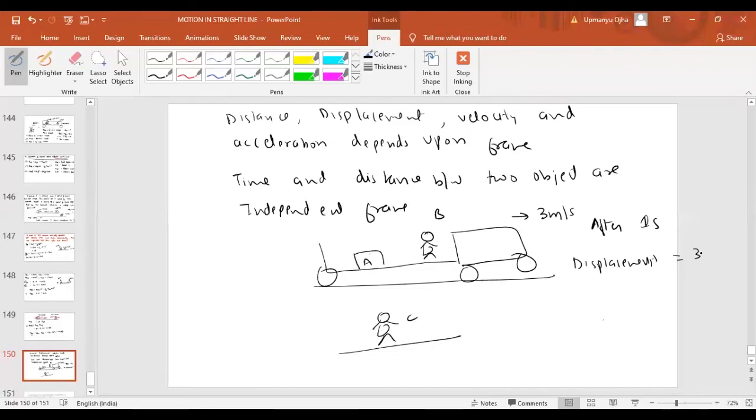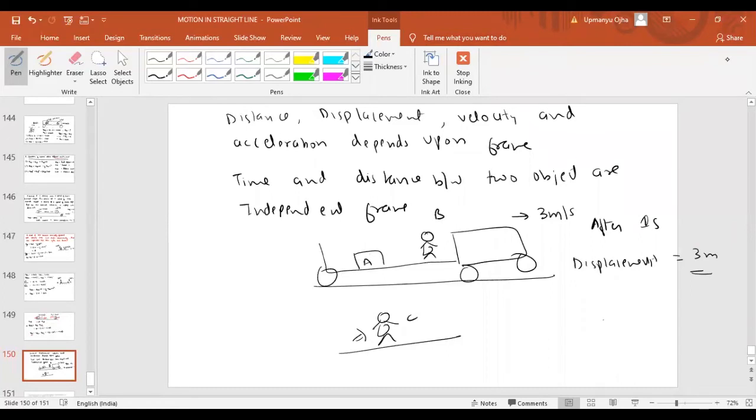But 3 meter with respect to what? B or C? With respect to C. Very good. For C, the body has been displaced by 3 meter. But for B, how much displacement is there? 0. For B, it is stationary. For B, it is not moving. For C, it is moving.